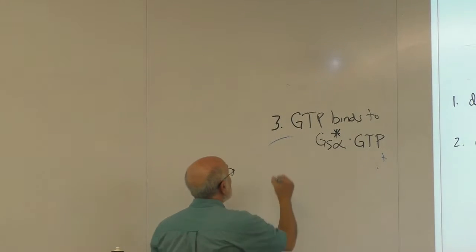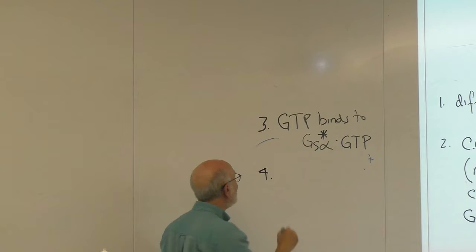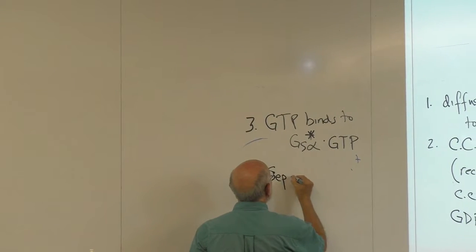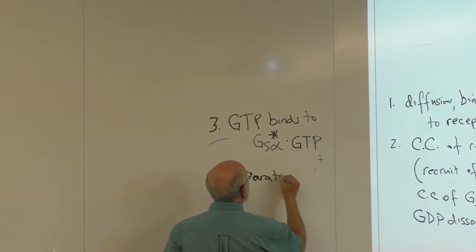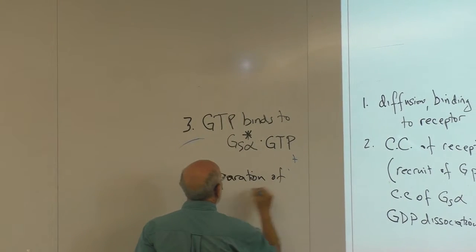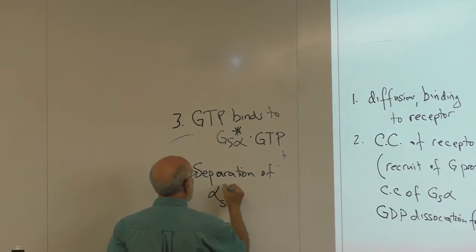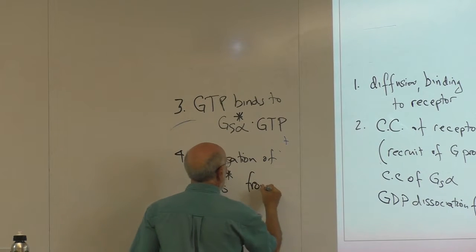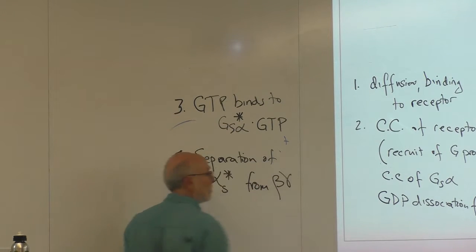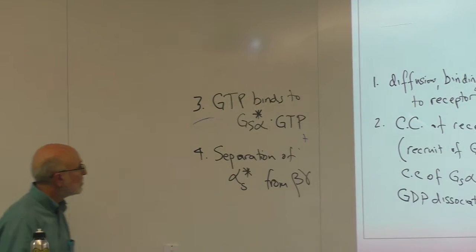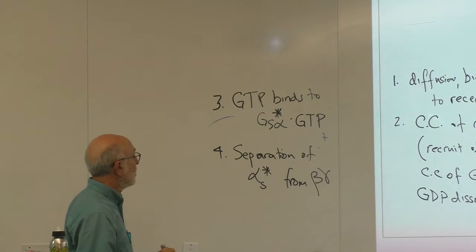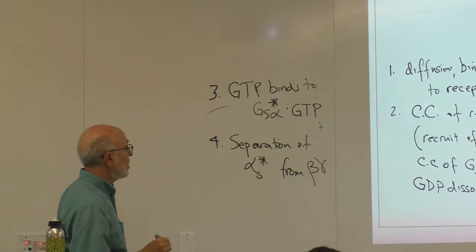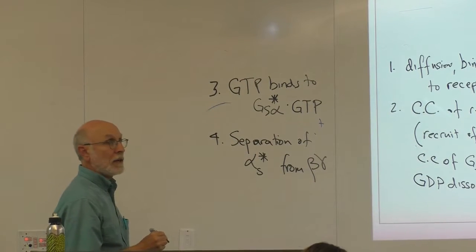Then what happens? Separation. That's a good word for what happens. Separation of alpha S star from beta gamma. And that pretty much covers what we now see in this figure.